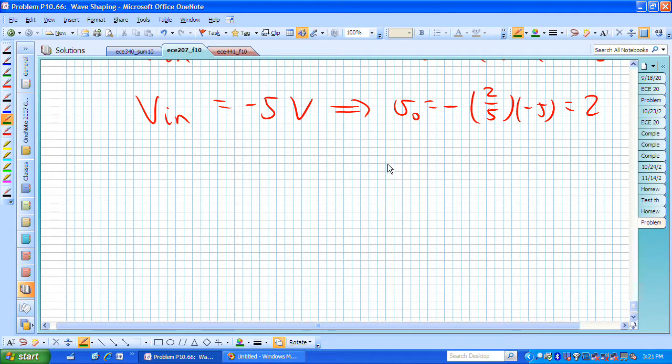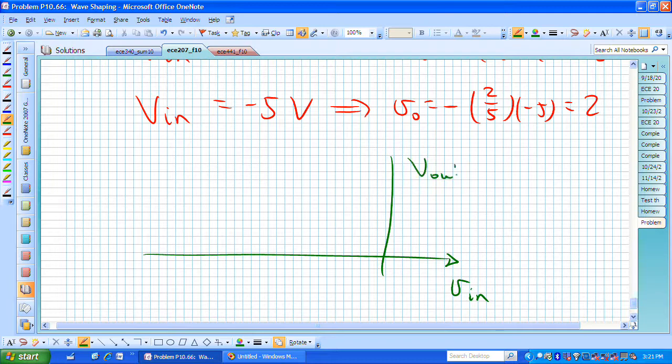And if we wanted to sketch that, here is V in, here's V out. We just found that when V in was -1, V out was 2/5, and when V in was -5, V out was 2. And we should be able to now connect that. It's a linear relationship. It's just a scaling of -2/5. That's now what V out looks like when V in is negative.